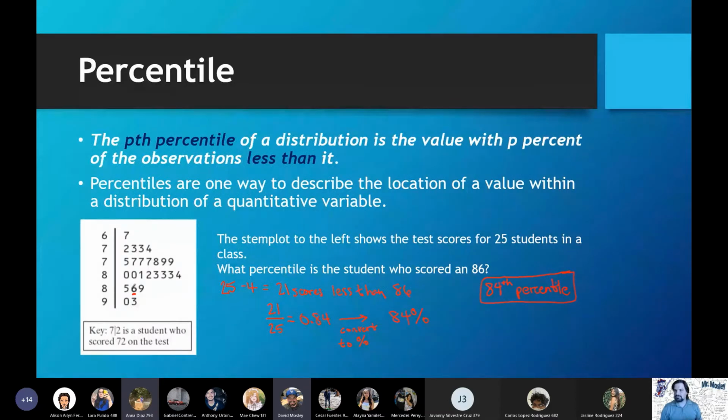Can you explain why you subtracted the 4 from the 25? Yes, absolutely. Within my data set here, I have 25 observations, because we have 25 students. In this stem plot, I have 25. Oh, you cannot see that green over there. Sorry about that. Let's try this. That we can see. There are 25 observations.